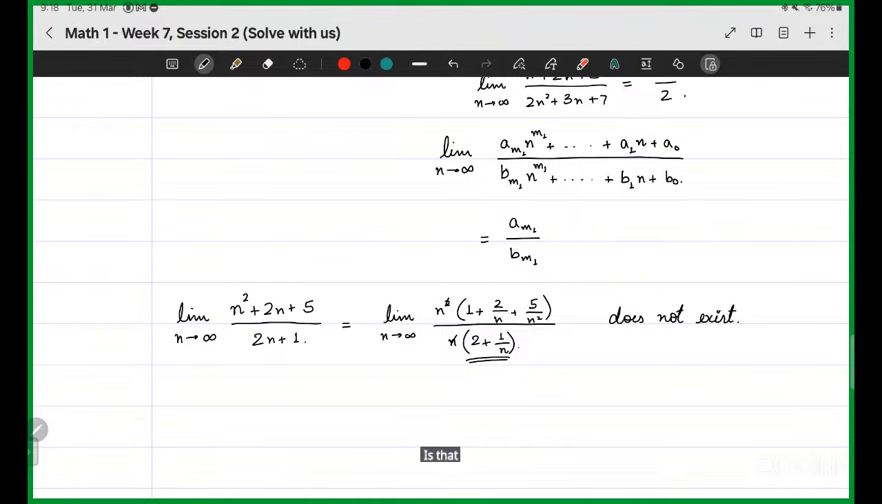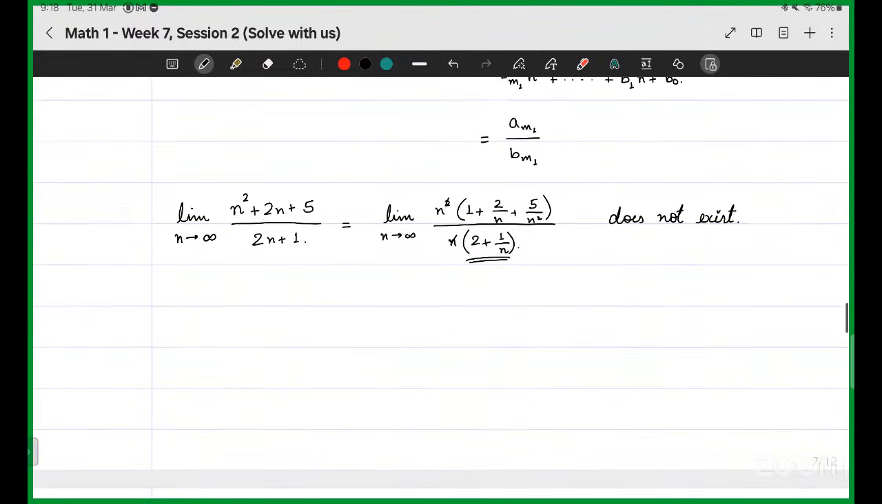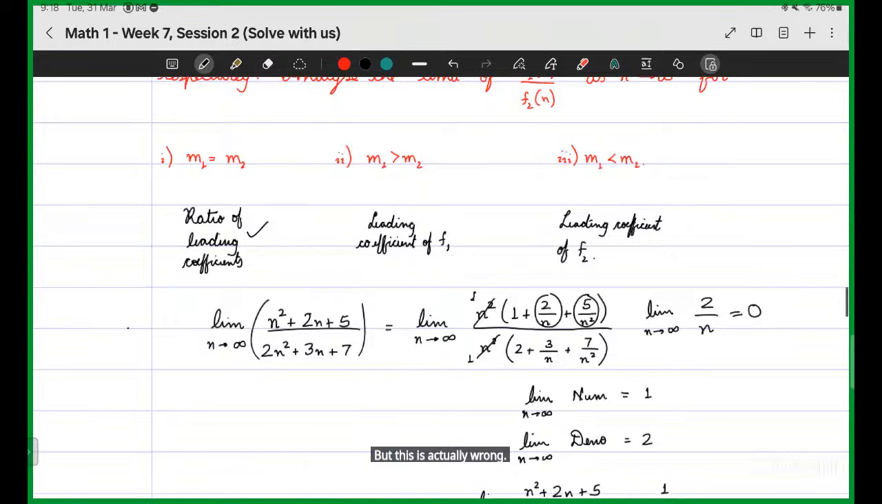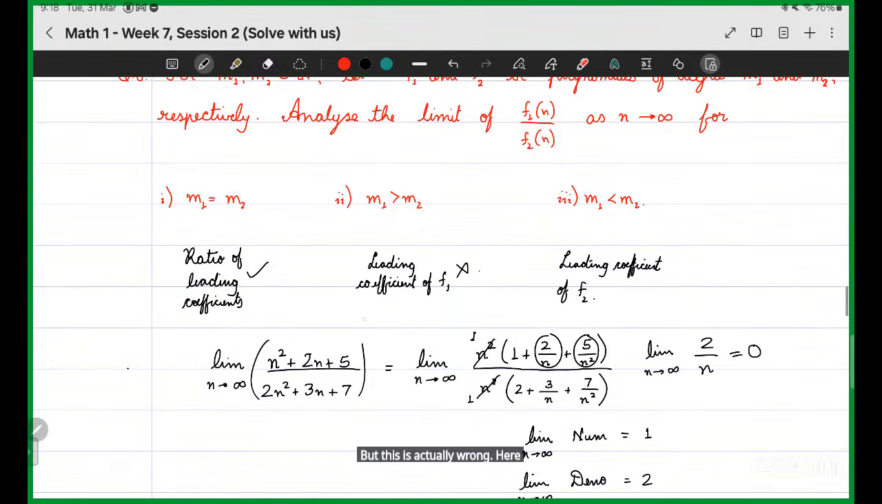Is that okay? Yes, sir. So this is actually wrong. Here, does not exist is the correct answer. And for the third one, that should be 0.